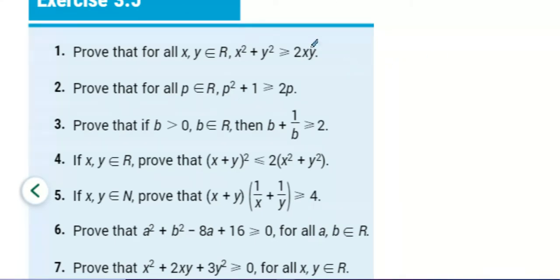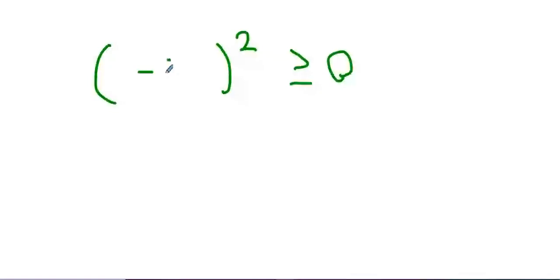Lads, first of all, I'm just going to open up a blank screen. Something squared, doesn't matter what it is, is always bigger than or equal to 0. Has to be. You got it? If I put a minus 5 in here, what's the answer? 25. If I put a 0 in here, 0. Is that cool with you guys?